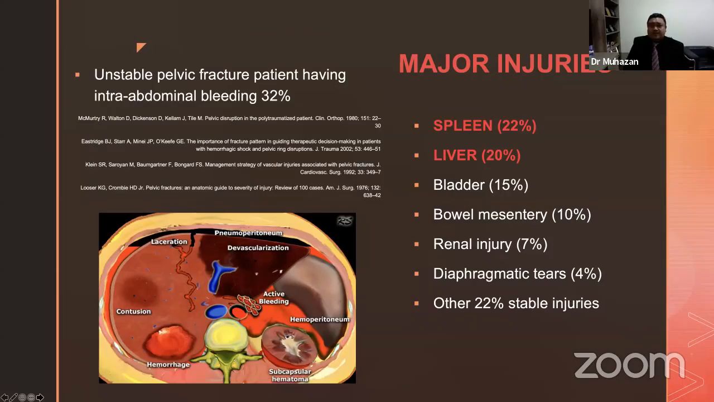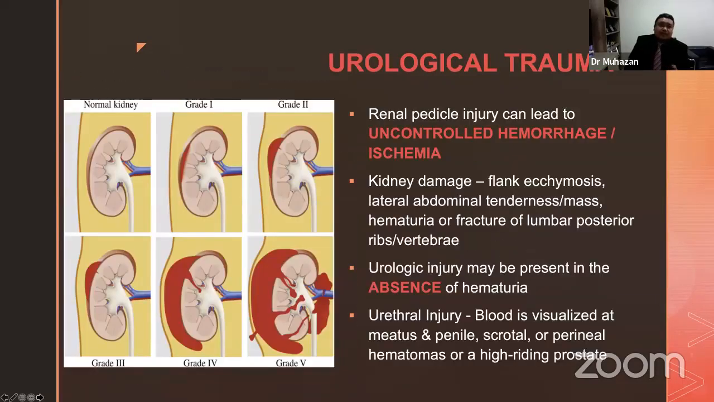Of course, don't forget the patient can also have urologic trauma. A renal pedicle can bleed profusely. And of course, the one thing to remember is that although the patient has no hematuria, the patient can still have urologic injuries. All right, so you know all this.